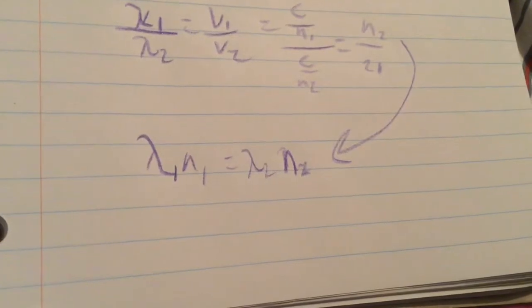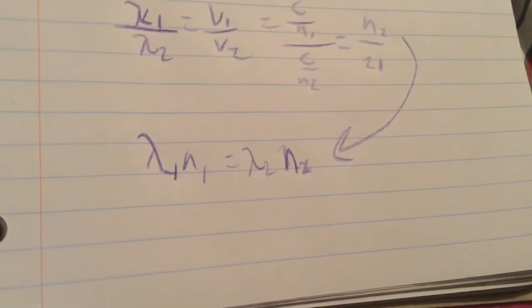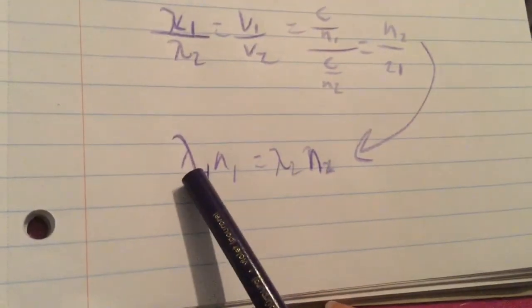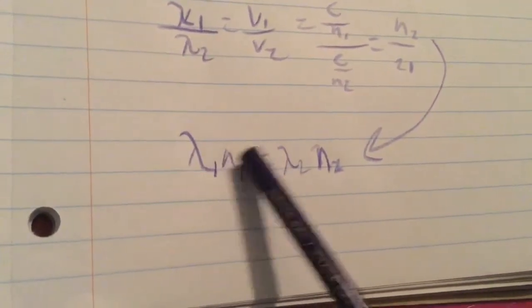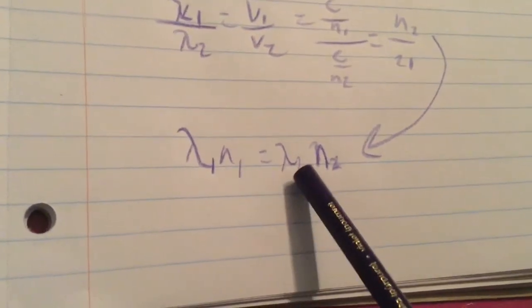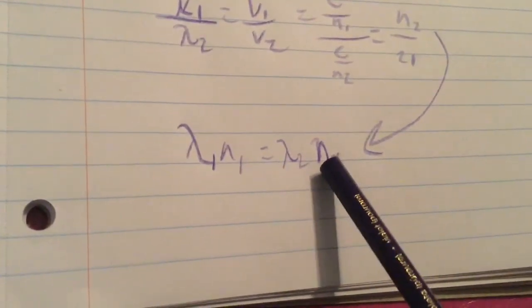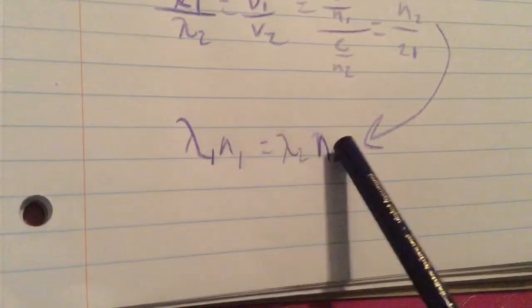Combining this principle with the index of refraction, we get lambda 1 times n1 is equal to lambda 2 times n2. This is saying that the first wavelength before refraction times the first index of refraction is equal to the second wavelength times the second index of refraction. There's a constant ratio between the two.